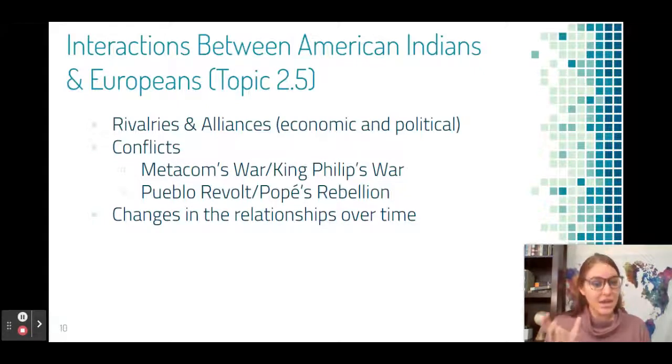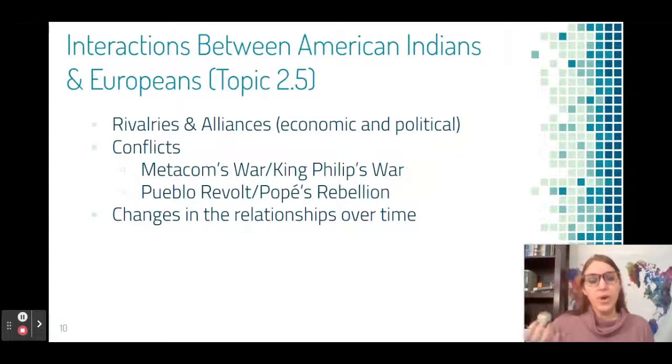And so understanding that Metacom's War is in the Northeast and led to really the decimation of American Indians in this area, is an important concept to understand. The Pueblo Revolt, on the other hand, is happening over in the Spanish Empire. And the Pueblo launched an attack against the Spanish and actually led to the Spanish leaving the Pueblo people alone for a period of about 10 years. And then once they came and tried to reconquer the area, they still accommodated some of the Pueblo's religious beliefs.